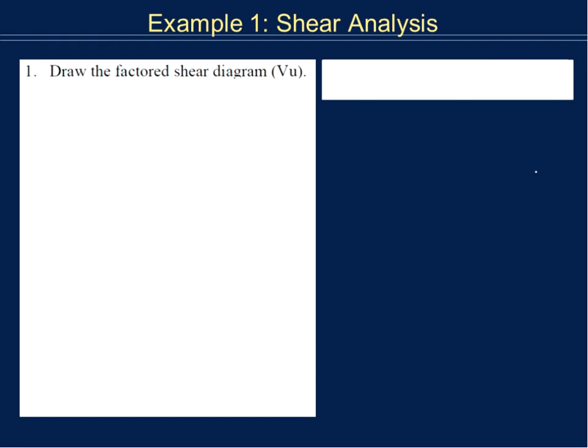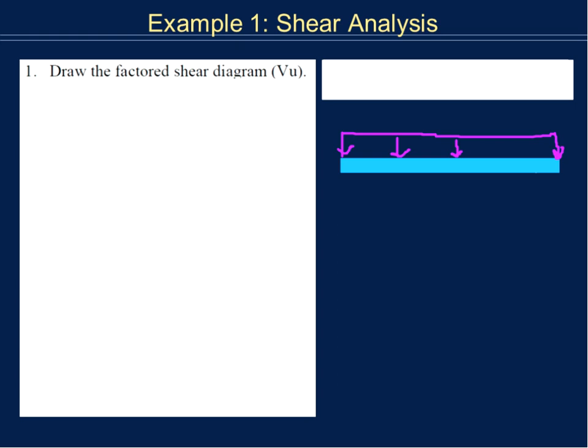So first we want to draw the factored shear diagram V sub U. So very similar to before, we can draw a beam. We have our 20-foot span beam. Try to use the same colors as before. We have our distributed live load, which in this case is 6 kips per linear foot. This is more to give us a visual, but I will show you a shortcut very shortly. And you most likely remember it from steel design. So again, we're assuming simply supported, so the reactions are at either end.